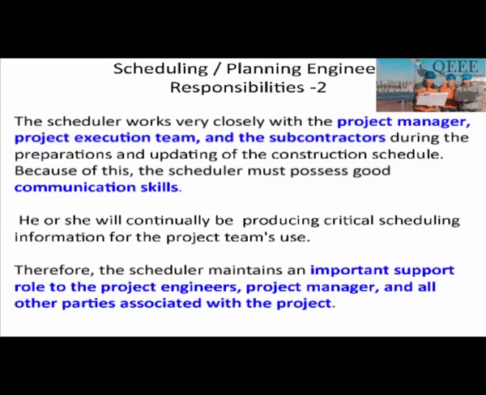Okay, I am not going to read through each detail. I have given this more for your reference, but you can see that project execution team, subcontractors, planning engineer should have good communication skills. It's not adequate for him or her to have just good analytical skills and get all of this information, because only through communication skills you can actually get good data and transmit your plan properly.